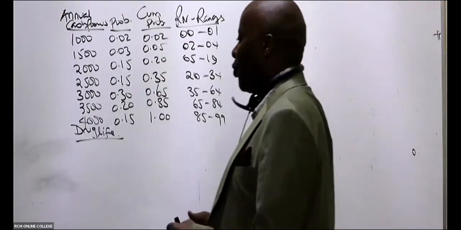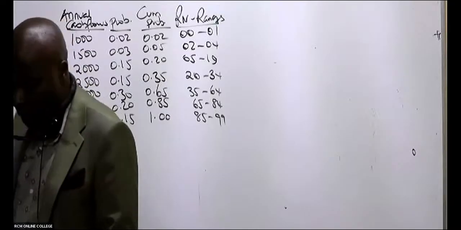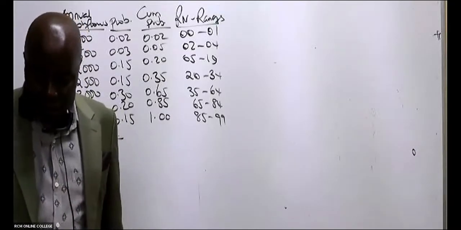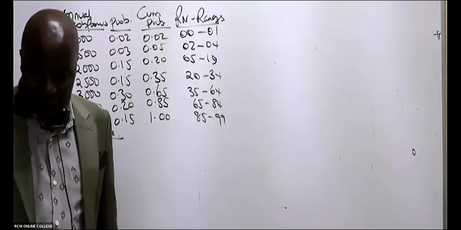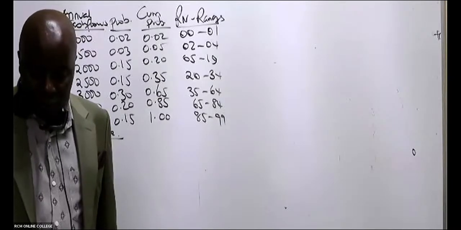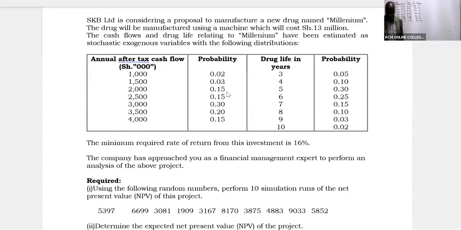So the drug life, what do we have here? Drug life, my good students. This is coming in terms of number of years. Drug life, I can see 3, 4, 5, 6, 7, 8, 9, 10.